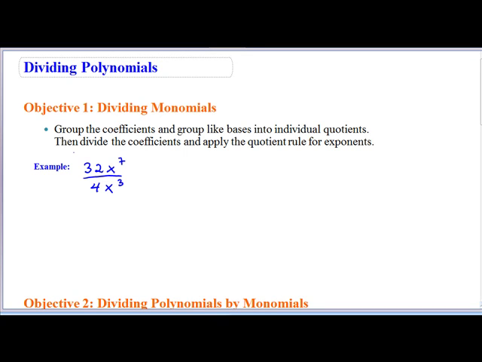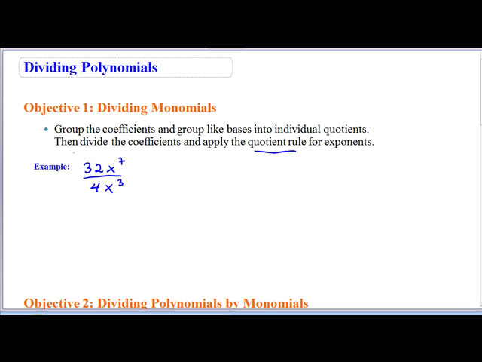In this video, we will study dividing polynomials. First, we will study dividing monomials. A monomial is only one term. To do this, we group the coefficients and group the like bases into individual quotients. Then divide the coefficients and apply the quotient rule.